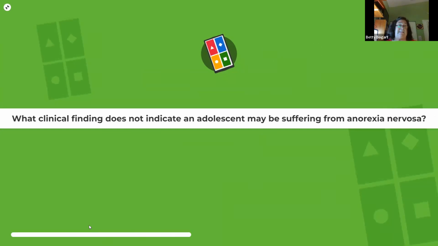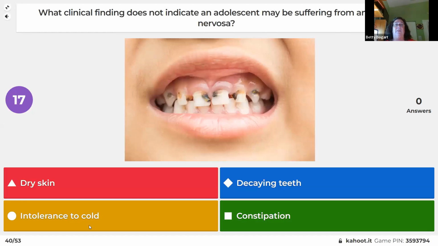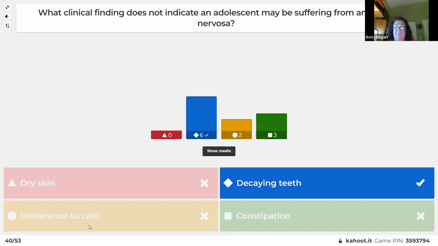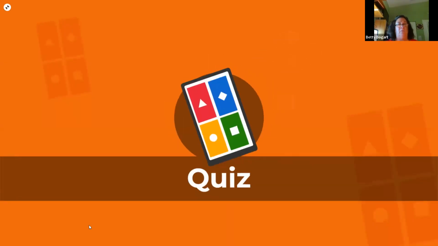What clinical finding does not indicate an adolescent may be suffering from anorexia nervosa? Does not indicate that the adolescent suffers from anorexia nervosa. I think three of these look like symptoms of hypothyroidism, isn't it? It's very clear, and it's lack of proper nutrition, but decaying teeth is bulimia. It is absolutely not anorexia nervosa. I changed that around to give you that concept in a different way.